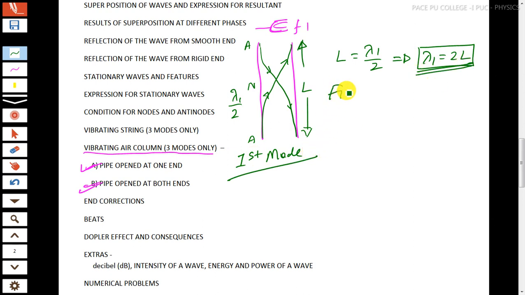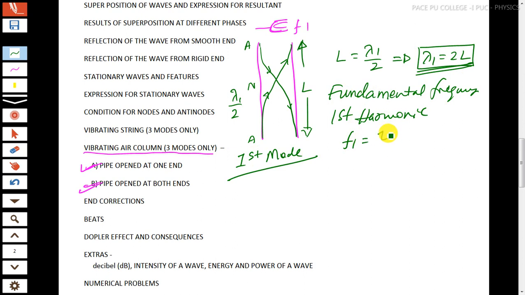Now the fundamental frequency, otherwise first mode frequency, or first harmonic, is f1, which is equal to V divided by lambda 1. We already know lambda 1 is 2 times L. So f1 is equal to V divided by 2L. This is the expression for f1, the fundamental frequency.